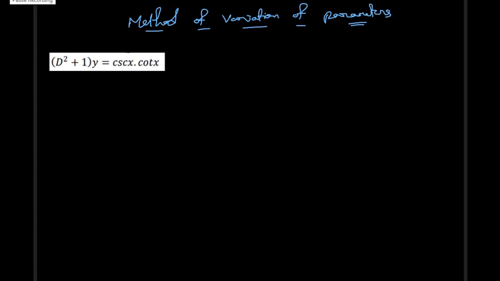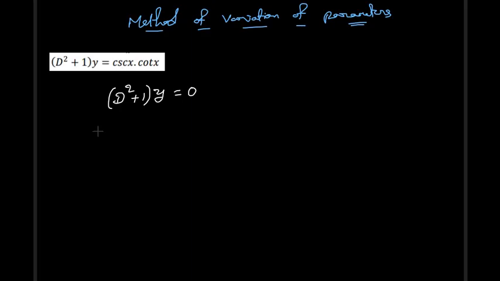Let us see how to solve a differential equation using the method of variation of parameters. So first we need to find the solutions of the corresponding homogeneous differential equation. For example, here if I take this differential equation, what is the corresponding homogeneous differential equation? Which is (D square plus 1) of y equal to 0.